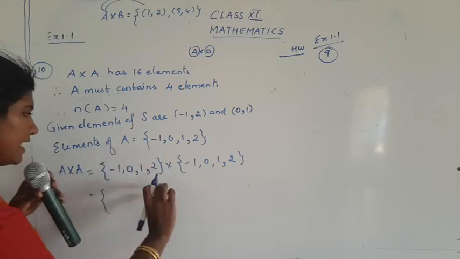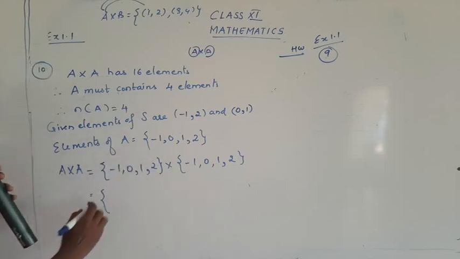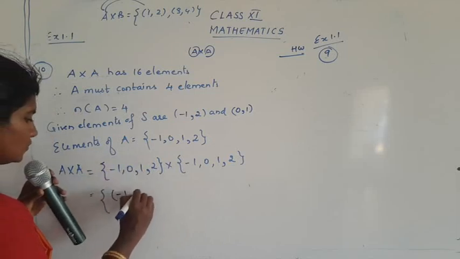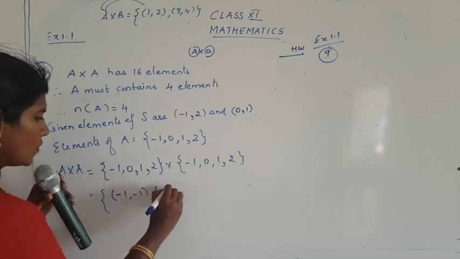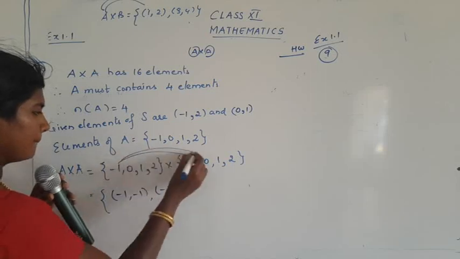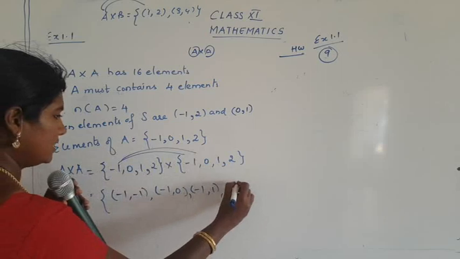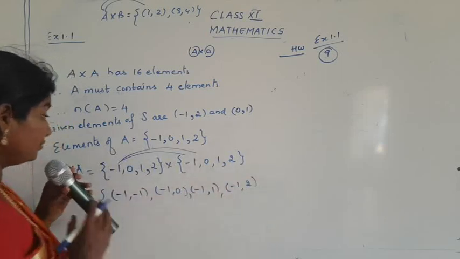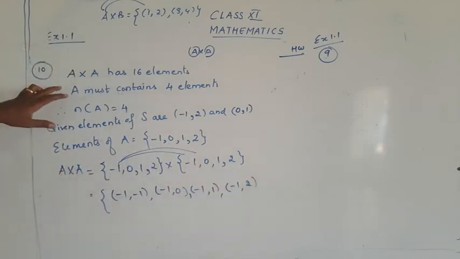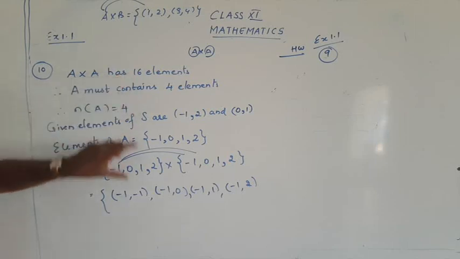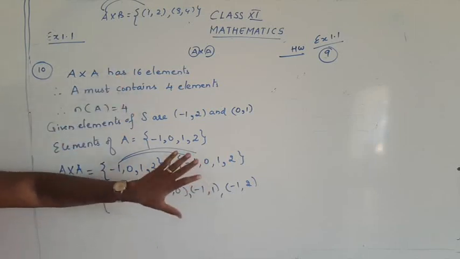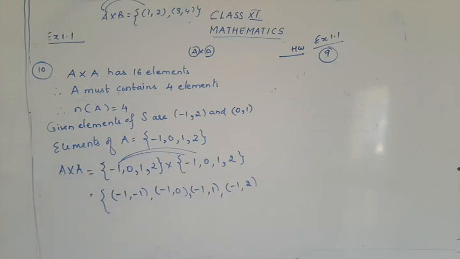So I'll just do the first line. You are going to complete the remaining things. Okay, children? So (-1, -1), (-1, 0), (-1, 1), (-1, 2). You have to get a total of 16 elements. A cross A contains 16 elements. I have found the first 4. You find out the remaining 12 elements. Do it. Do not make mistakes. Do it properly.